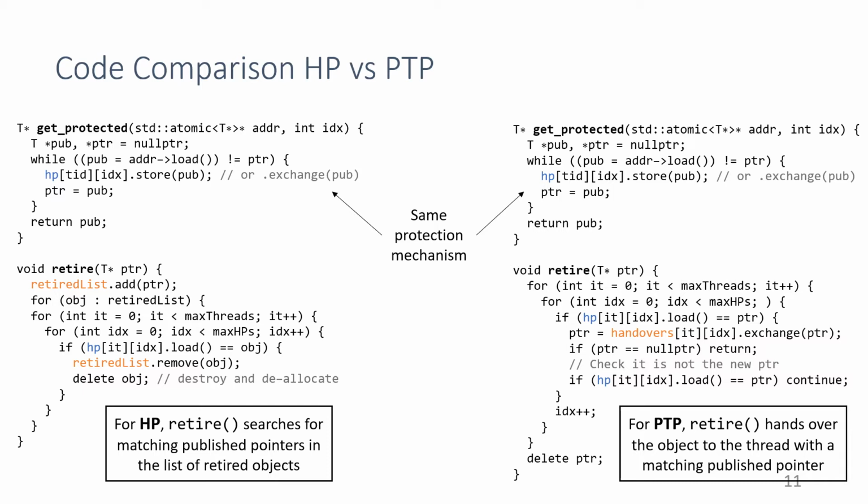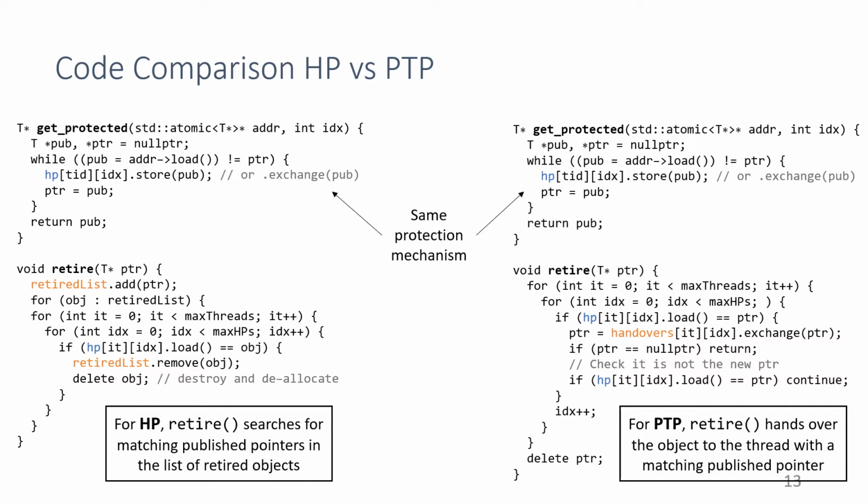PTP implementation allows it to have a linear bound on the number of unreclaimed objects, because each thread can only have one outstanding object to be deleted. This is not the case of HP, where each thread can have up to max threads objects waiting to be deleted, which gives them a quadratic bound.